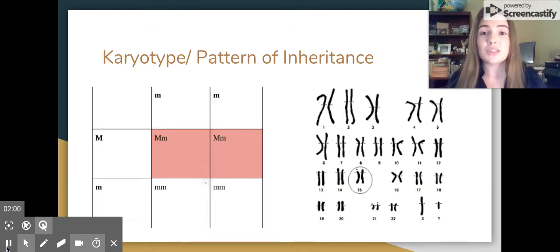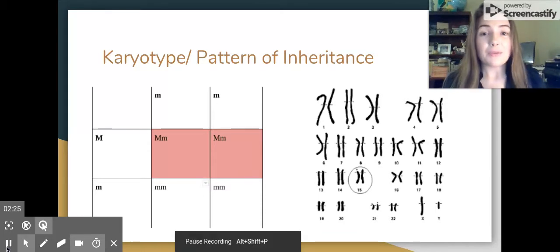After doing this Punnett square, we see that if one parent has this one dominant allele and the other parent does not, there's still a 50% chance that their children may have this disease. And this is located on the Punnett square that is highlighted in red, because both of those squares contain capital M's, which is the dominant allele.